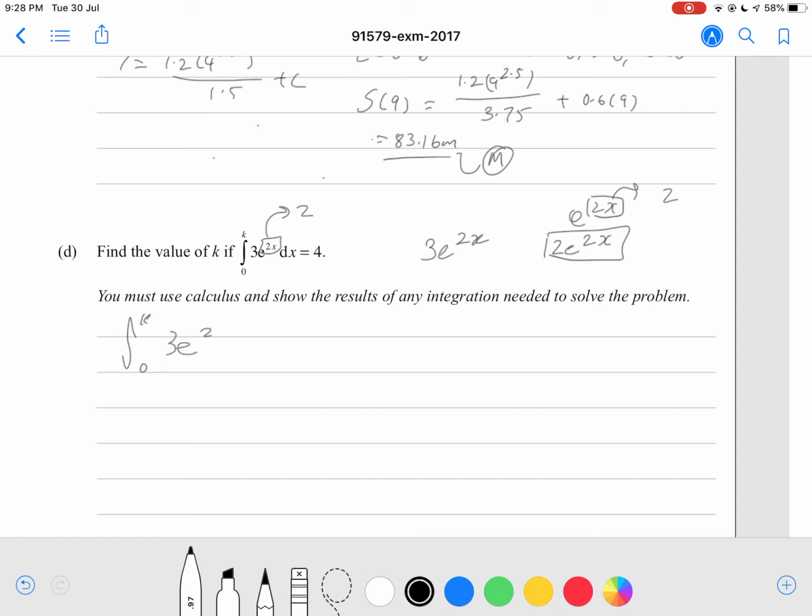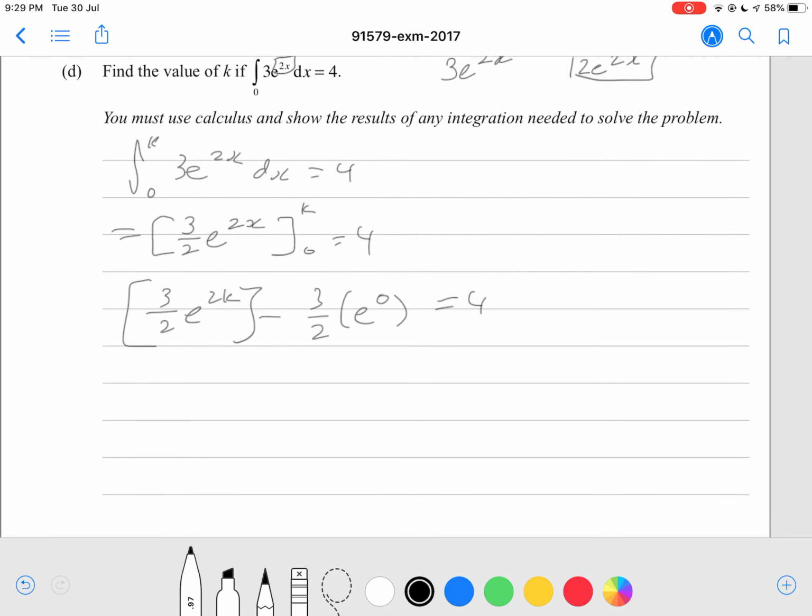So the integral of 3e to the power of 2x dx, which equals 4, now just becomes 3 divided by 2 e to the power of 2x. Once again, we don't need the plus c because it's a definite integral, okay? And between k and 0, that equals 4. Now we need to substitute k into our formula, minus 0 substituted into our formula. So 3 over 2 e to the power of 2k minus 3 over 2 times e to the power of 0, and that equals 4.